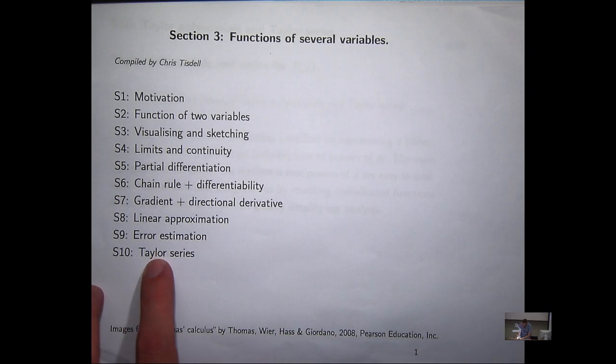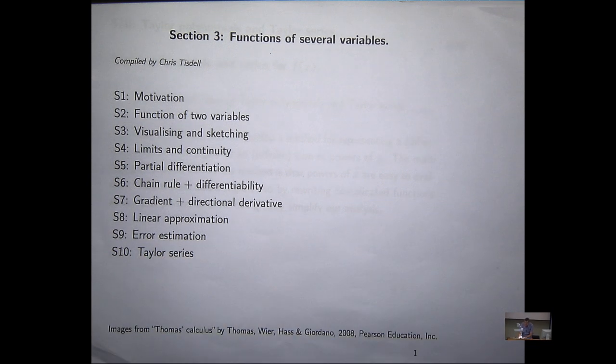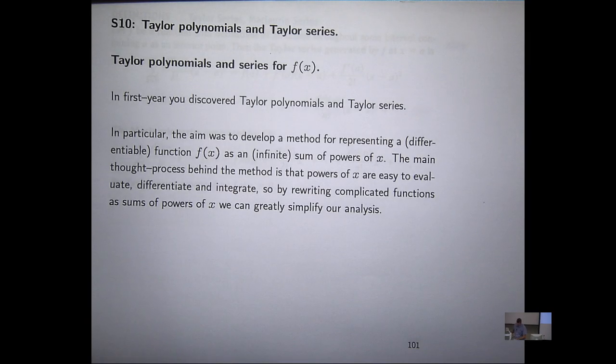Today we're going to look at Taylor series for functions of two variables. Now in first year, you would have looked at Taylor polynomials, Maclaurin polynomials for functions of one variable in Math 1231. So we're going to briefly review what we learnt last year, and then we're going to see how we can extend it to this more general environment of functions of two variables.